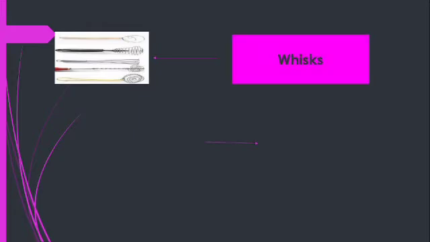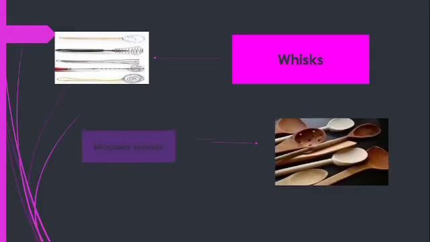Whisk is used for blending, mixing, whipping eggs or butter, and for blending gravies, sauces, and soups. Wooden spoons are used for creaming, stirring, and mixing. They should be made of hardwood.